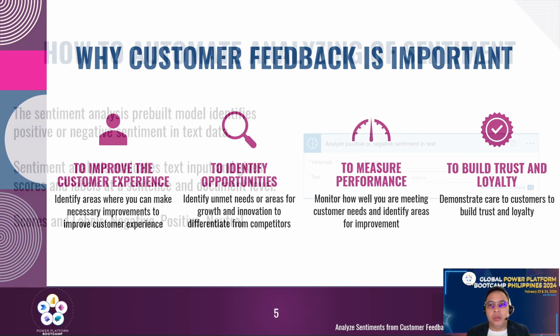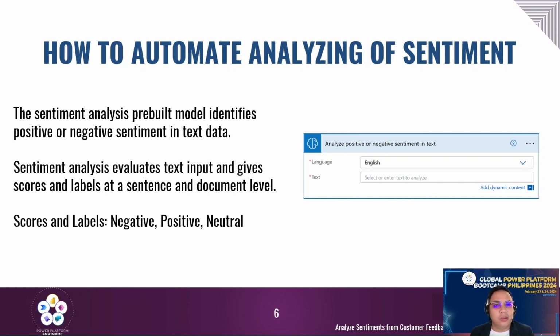So now let's move on to how we can automate this analyzing of sentiment. The sentiment analysis pre-built model in Power Automate identifies positive or negative sentiment in text data, which can be from a form or from an email. But in this demo, I'm going to show you later, I'm going to use Microsoft Forms as an input for customer feedback. And sentiment analysis evaluates text input and gives scores and labels at a sentence and a document level. So, what are the scores and labels? It will be tagged as either negative, positive, or neutral. So, we use this analyze positive or negative sentiment in text connector in this solution.